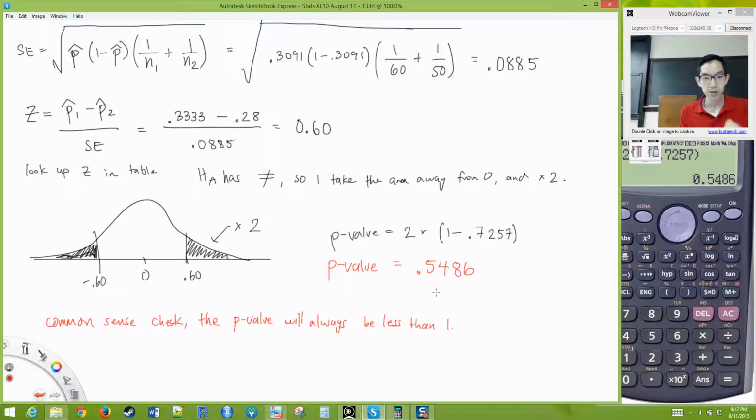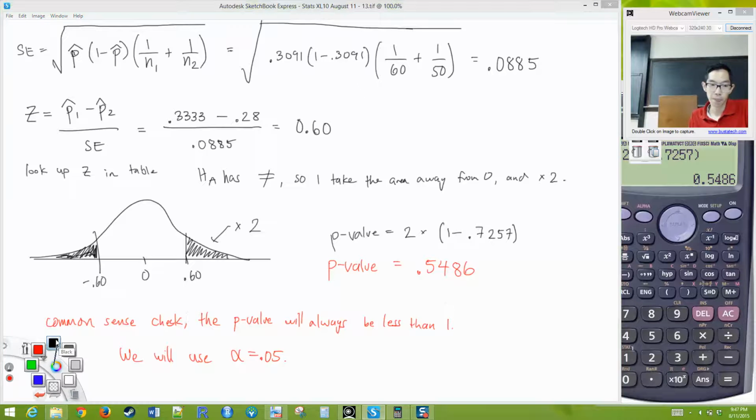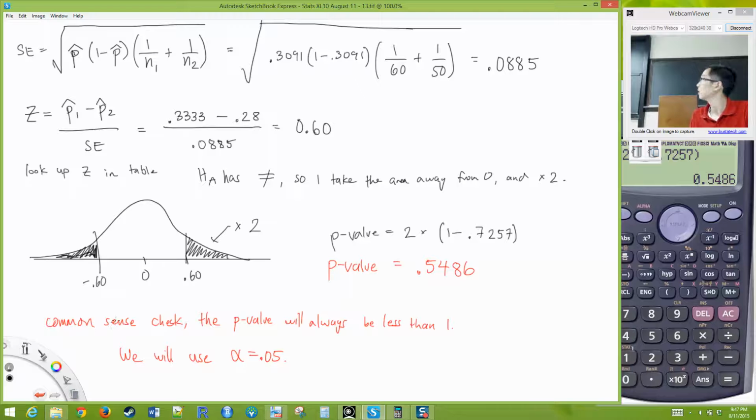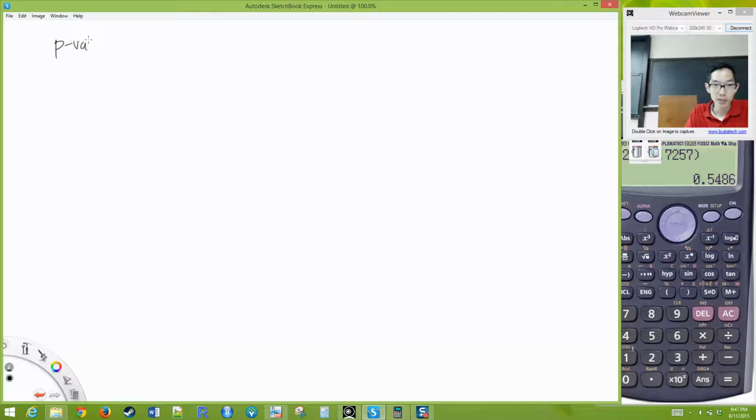Oh, I forgot to say anything, but we'll continue to use alpha equal to 0.05. Significance level is 5%. Our p-value is 0.5486. Can I go to the next slide? Okay, so again, p-value is equal to 0.5486. Our alpha is 0.05. Okay, so this is our interpretation of the p-value.